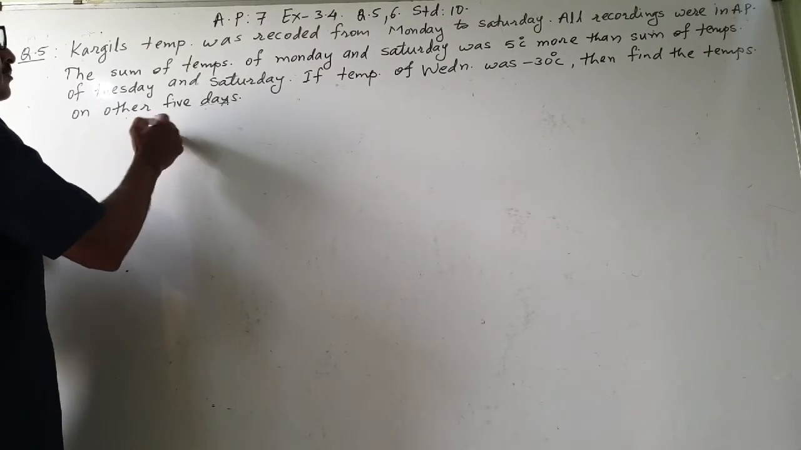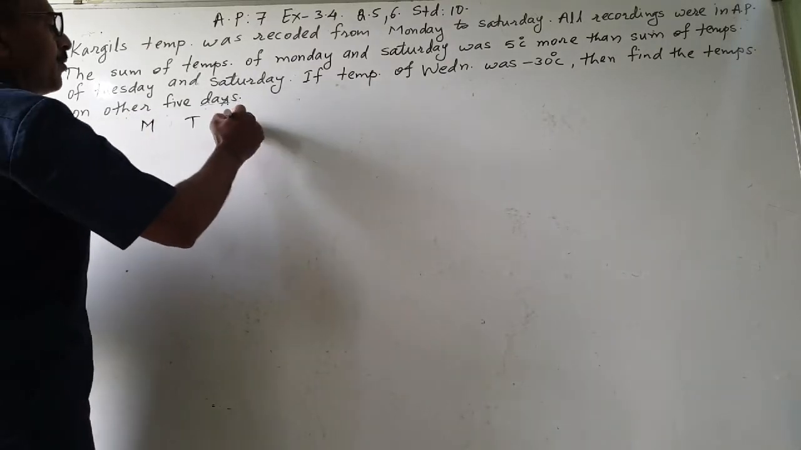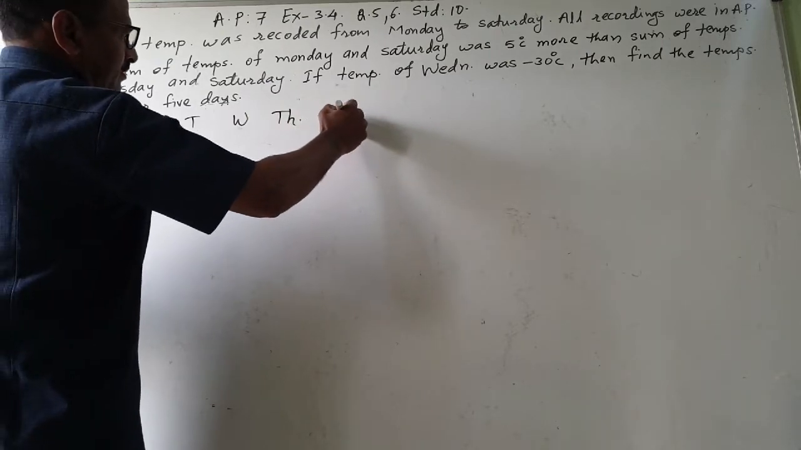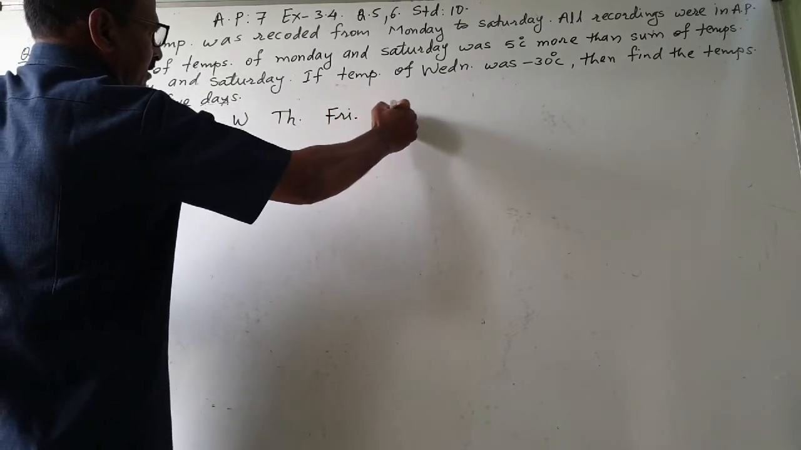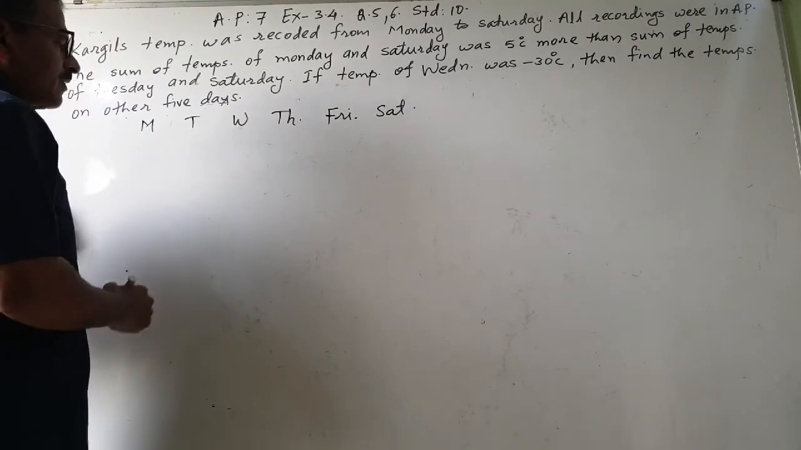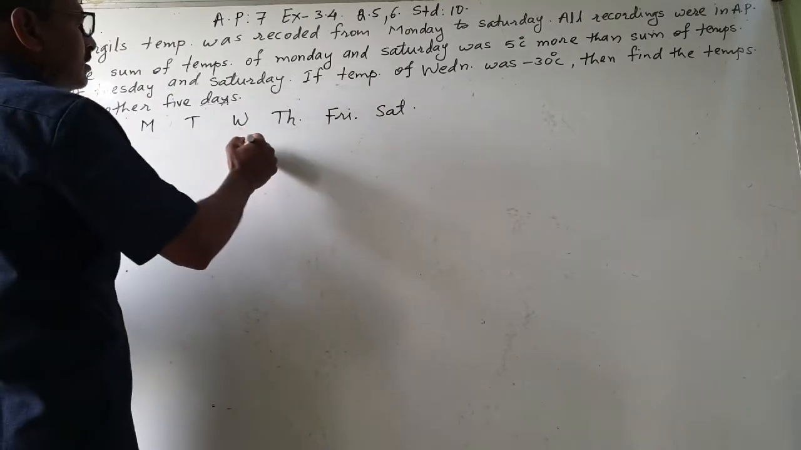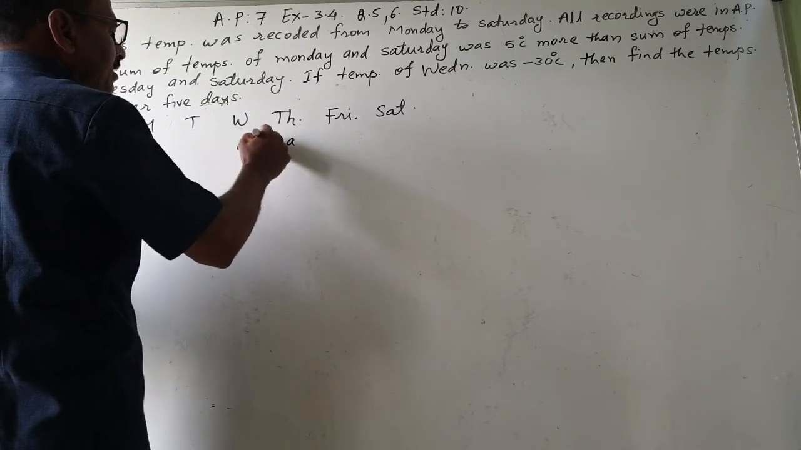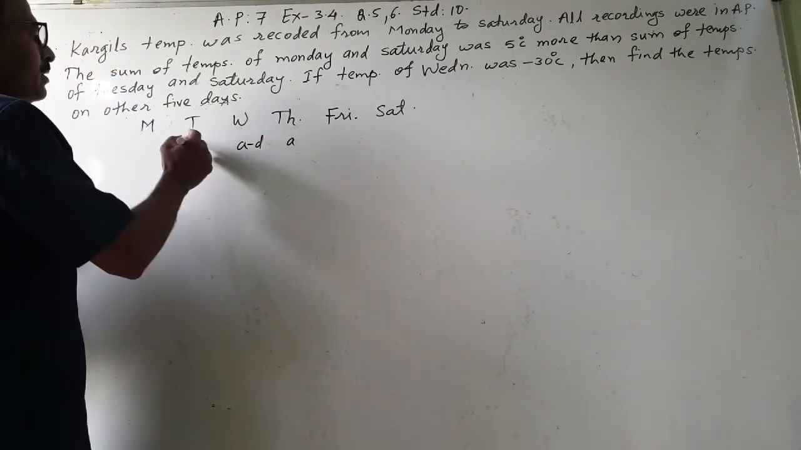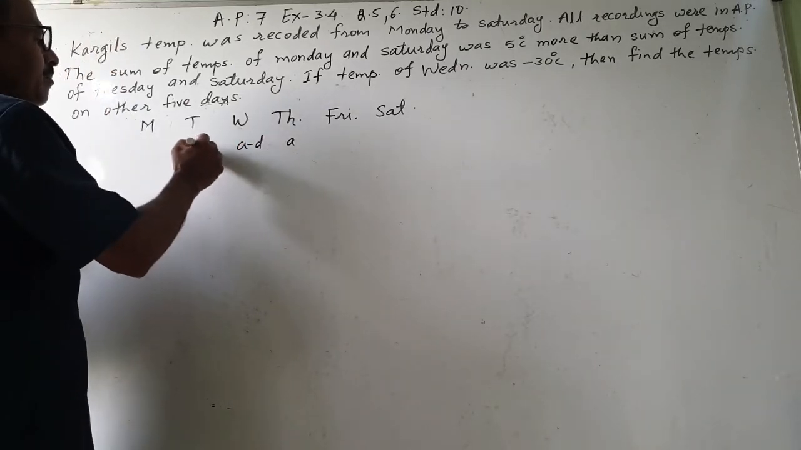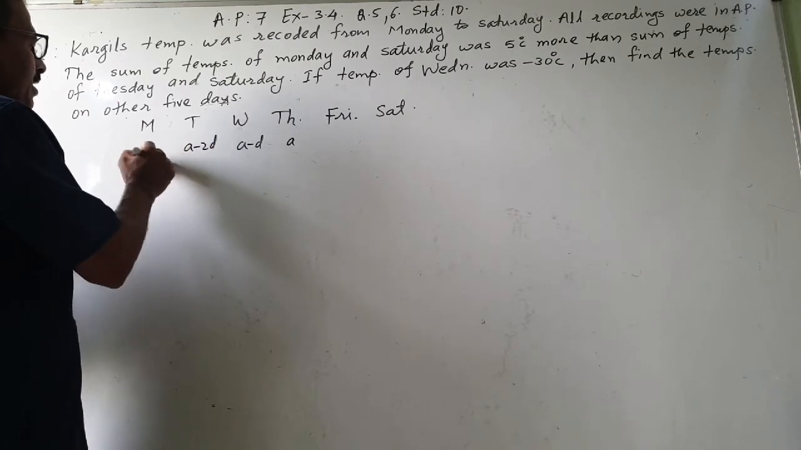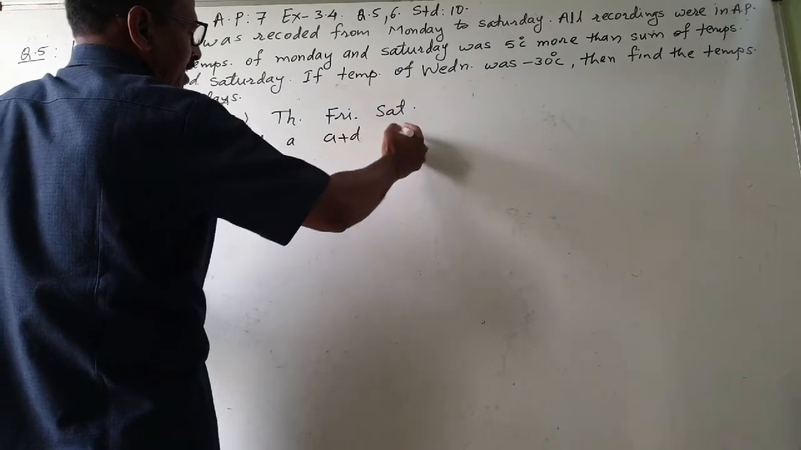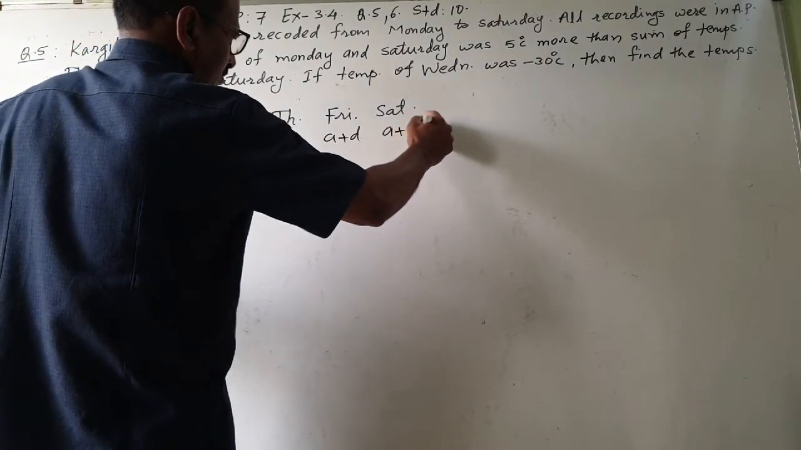Monday, Tuesday, Wednesday, Thursday, Friday, Saturday. From here I will start A minus D. Here it will be A minus 2D. Here it will be A minus 3D. Here it will be A plus D. Here it will be A plus 2D.